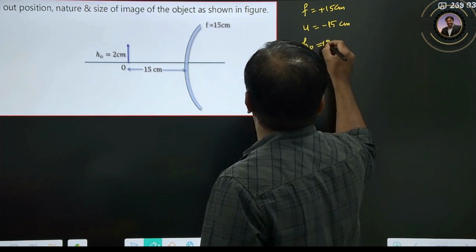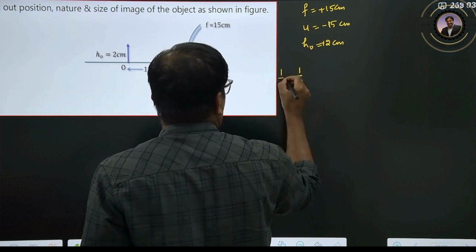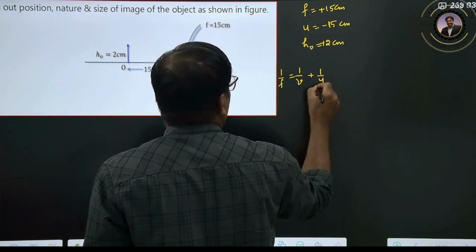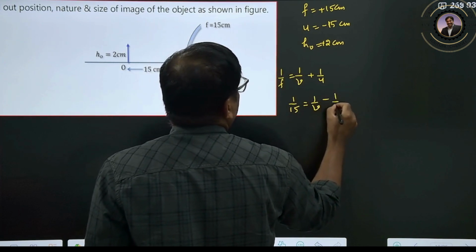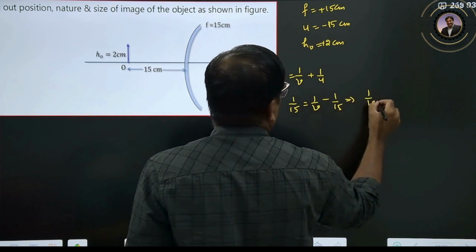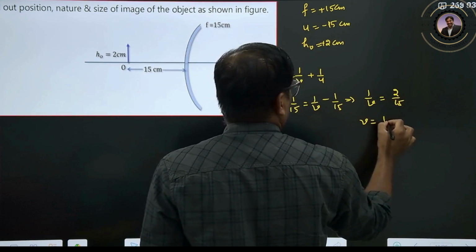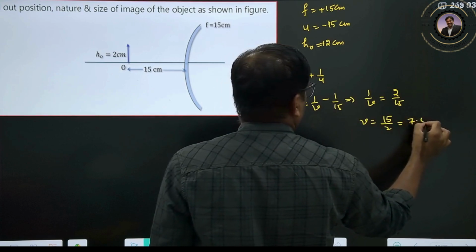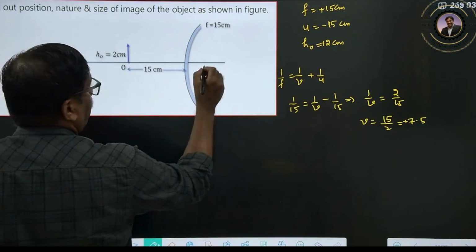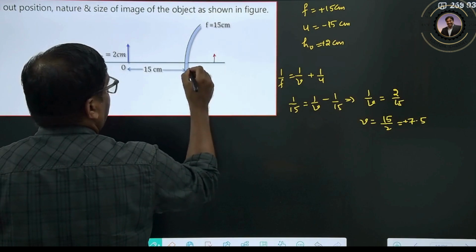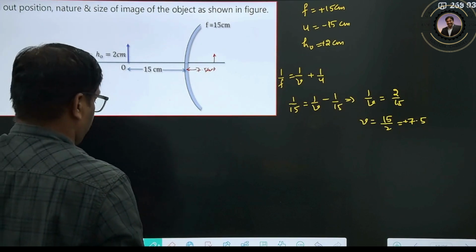Clear? So use the formula 1 by f is equal to 1 by v plus 1 by u. So 1 by 15 equals 1 by v minus 1 by 15. That implies 1 by v is equal to 2 by 15. So v is equal to 15 by 2, that is 7.5, plus. So the image is created at 7.5 centimeter behind the mirror. Clear?